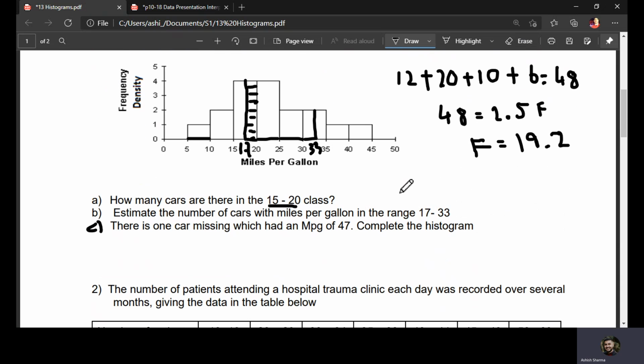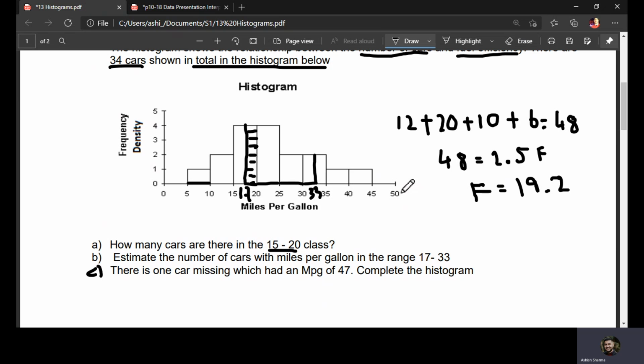Now, final question in question 1, part C. There's one car missing which had an MPG of 47. Complete the histogram. So MPG, remember, is the x-axis. So essentially, if it's got an MPG of 47, there's a bar missing in this class interval, in this class width, 45 to 50. Now they've told us what the frequency is. That's important. They've told you what the frequency is.